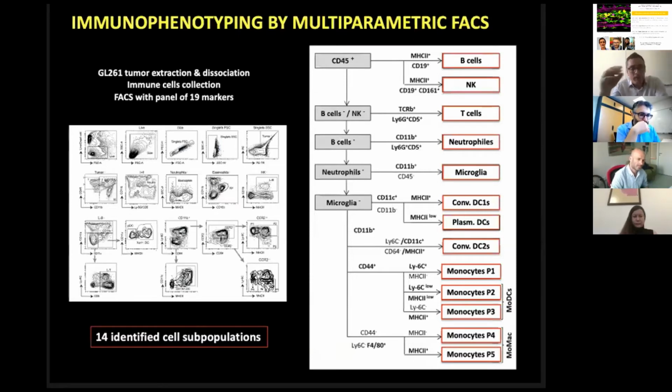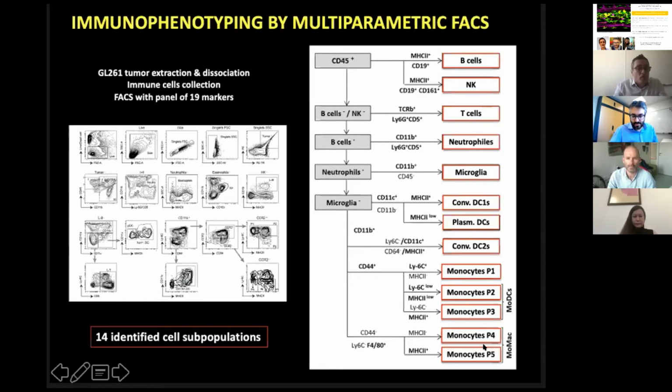To know more, besides these two markers that were finally given by the fluorescent reporter, we decided to investigate what was the real immune profile inside the tumor. And for this, we extracted and dissociated several tumors at different time points and extracted the cells that were inside, and using 19 surface markers, we sorted the cells by FACS and identified 14 populations, from the adaptive immune cells to the innate immune cells.